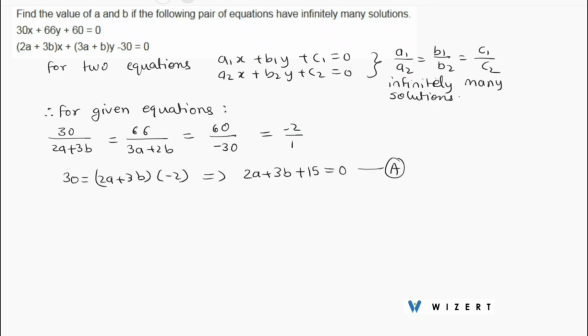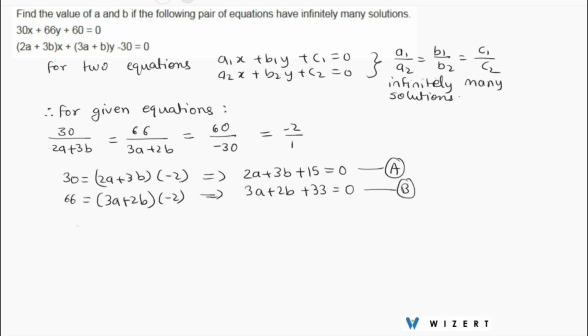Let's call it equation A. Similarly, by equating this with this, we get second equation. So 66 is equal to 3a plus 2b multiplied by minus 2, which gives us minus 2 will divide over to left side, and we have 3a plus 2b plus 33 equal to 0. That will be our equation B. Now to solve this and find values of a and b, we'll use cross multiplication method.